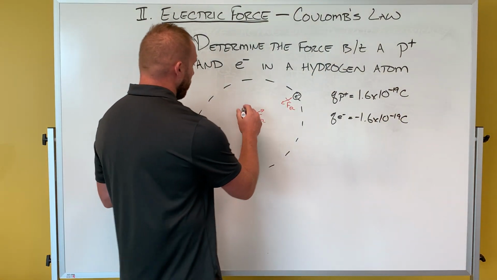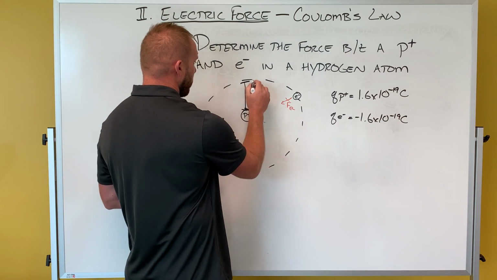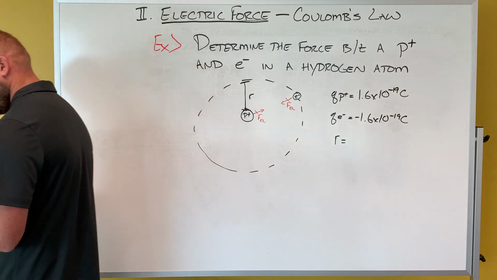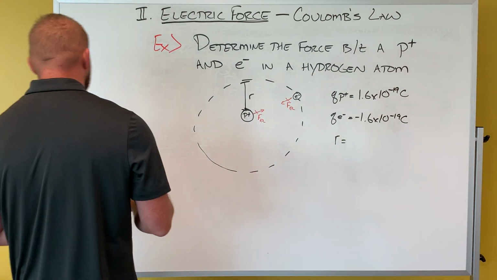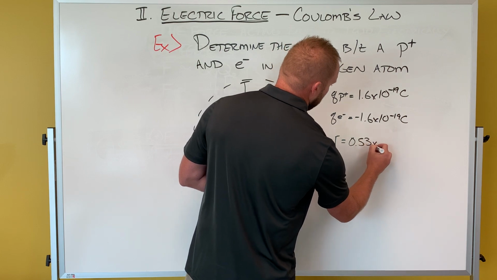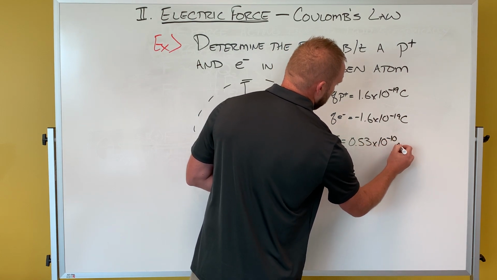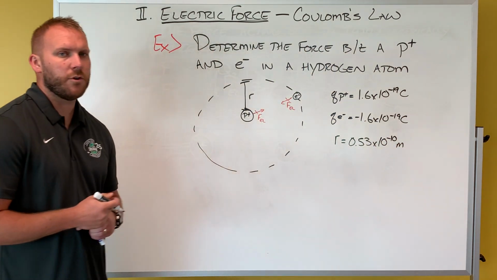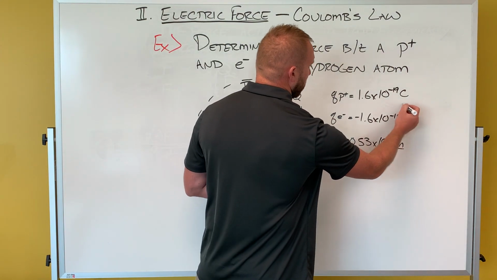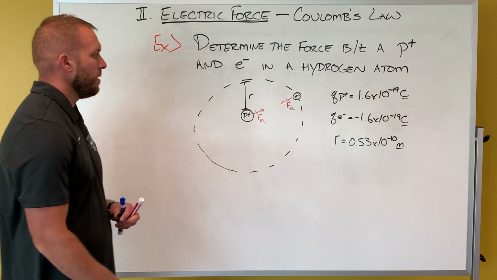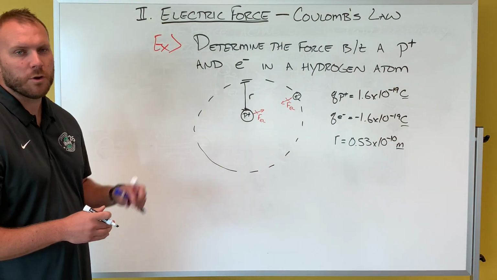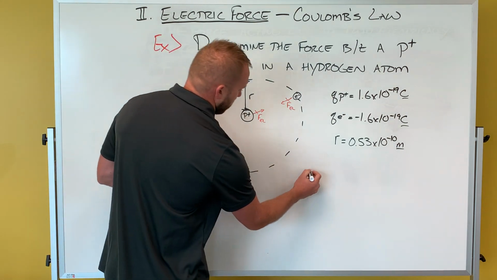And we can look up this radial distance here, which is 0.53 times 10 to the negative 10 meters. Okay, so we need all of our units to be in the SI units of meters, coulombs, and coulombs. All right, then we're just going to plug that into our equation, our Coulomb's law, and we're going to be able to determine what the size of our force is.